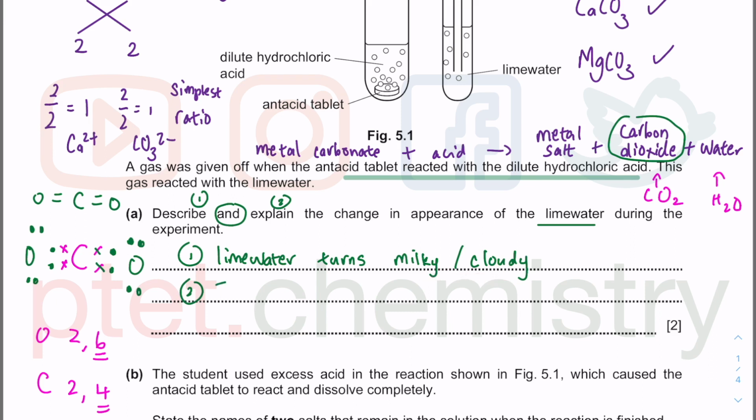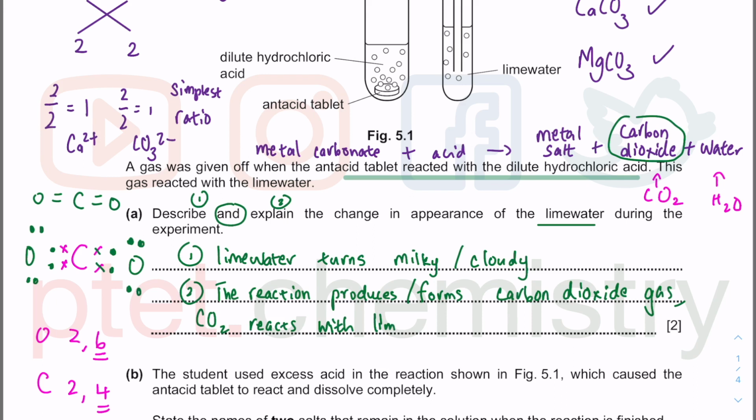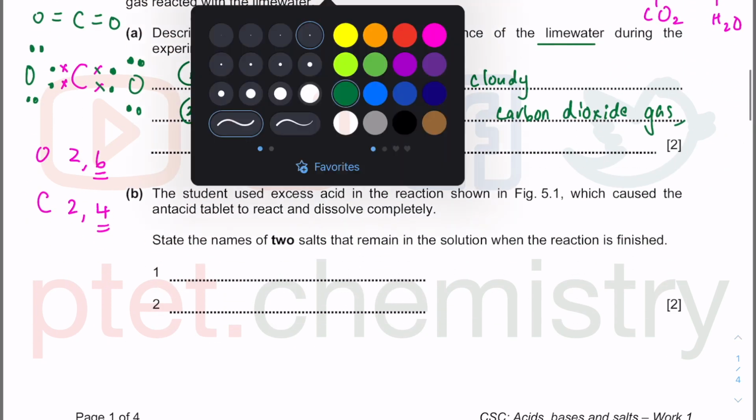That is a result of the reaction producing carbonate. So the reaction between the antacid, which contains the metal carbonate, and the acid, the dilute hydrochloric acid, produces, or if you don't like produces, you can use the word forms, carbon dioxide gas. So carbon dioxide gas will react with lime water and you will get the milky or cloudy white solid, which is a white precipitate.